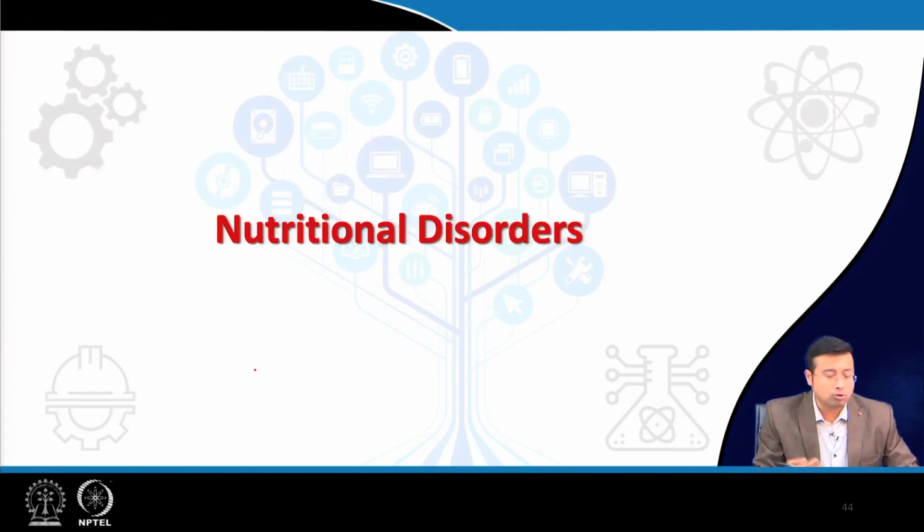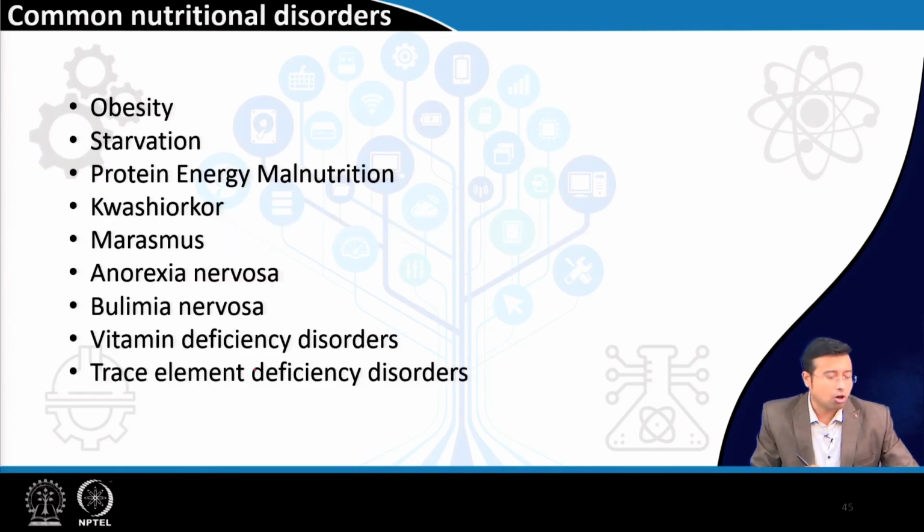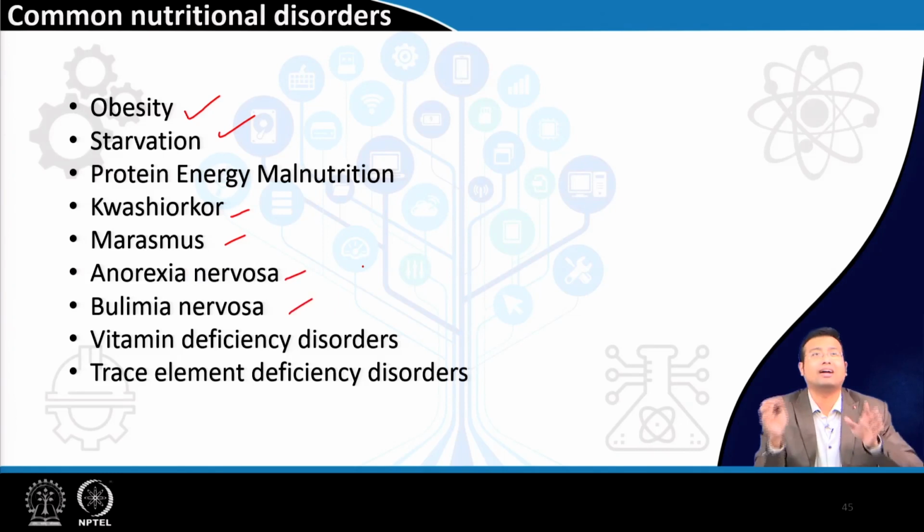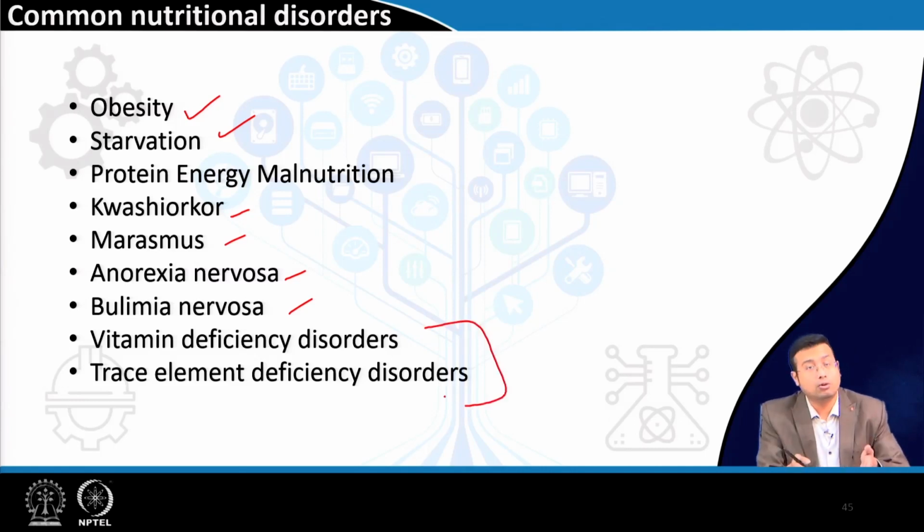And finally, we move on to the last phase of our lecture, that is nutritional disorders. Common nutritional disorders include obesity, starvation, protein energy malnutrition in the form of kwashiorkor and marasmus, anorexia nervosa, bulimia nervosa, vitamin deficiency disorder, trace element deficiency disorder. Mind it, whenever some nutrient is absent in the diet, there will be deficiency disorders. However, vitamins and minerals are not a part of this course, we will not be discussing them. There are other courses, and maybe in the future this team will bring in courses to cater to that area.